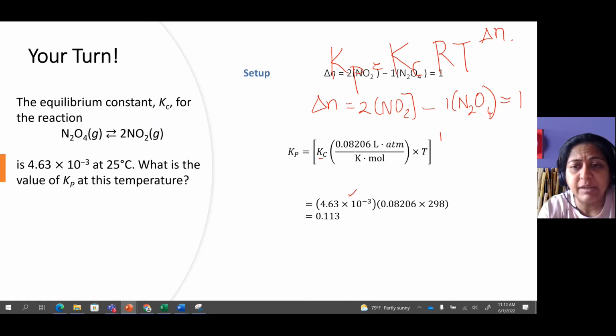Kc, the value is given. You need to use this gas constant, 0.08206 liters times atm divided by Kelvin times moles, multiplied by the temperature, which must be plugged in as the Kelvin temperature, and raised to the power of 1. So this is the Kp value.